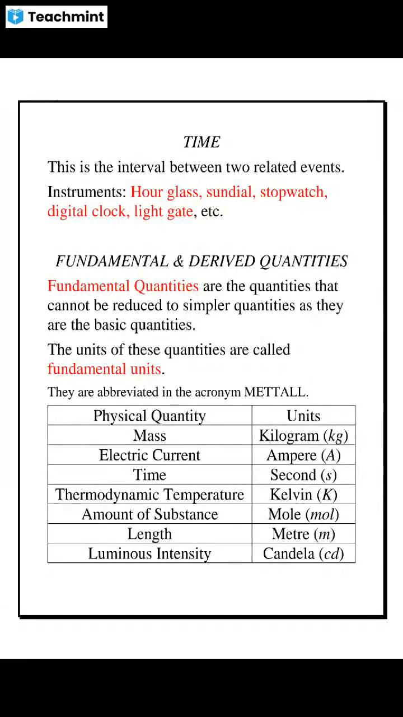Now let's go to time. Time is the interval between two related events. During the days of old, they normally used an hourglass that makes use of two regions of glass and sand. Sand will be pouring from one glass to the other. The time it takes the sand to pour from one bulb to the other is an hour, and you can use it to measure the length of time. So the sundial, that one makes use of shadow.